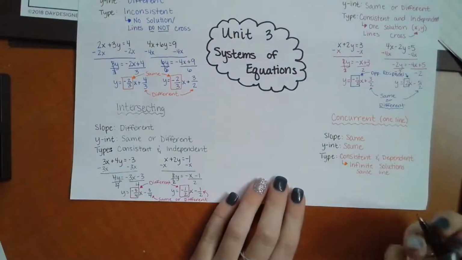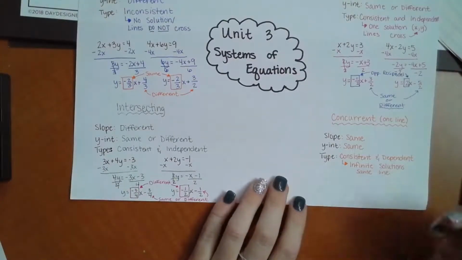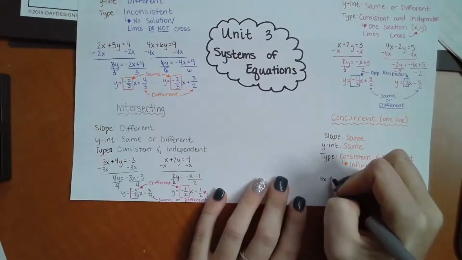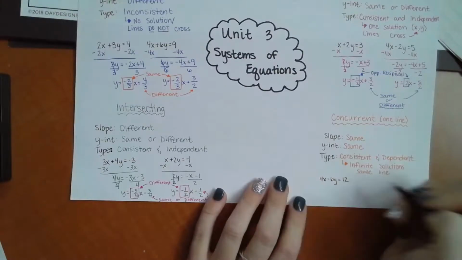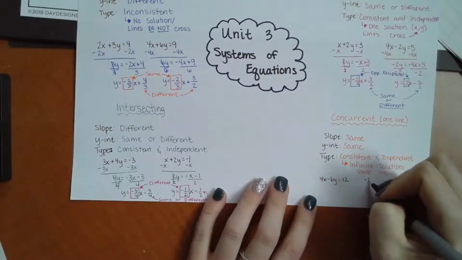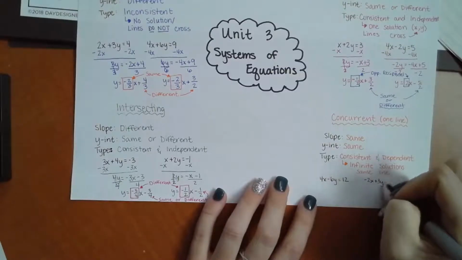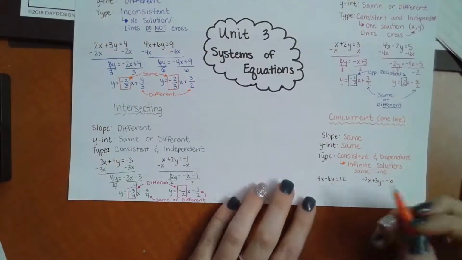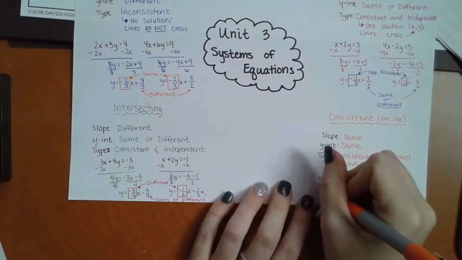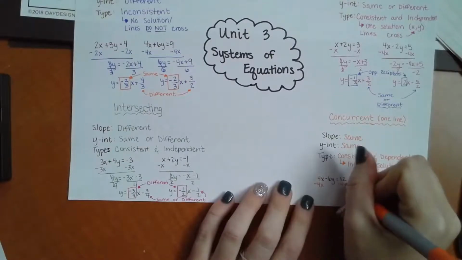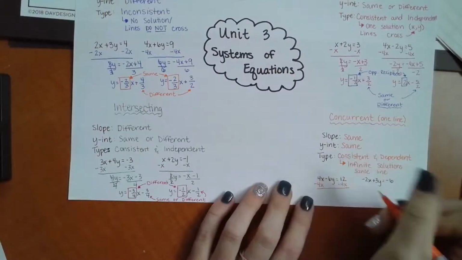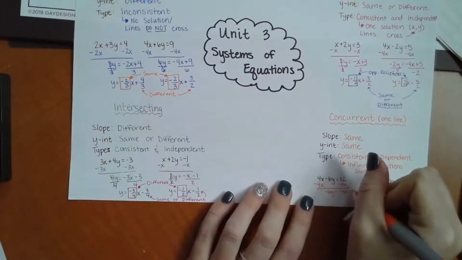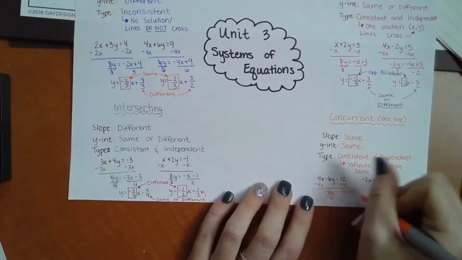And last but not least, concurrent. So 4x minus 6y equals 12, and -2x plus 3y equals -6. So just like all the other ones, I'm going to start by putting them in y equals mx plus b form. So I'm going to subtract 4x, that's -6y equals -4x plus 12, and divide by -6.